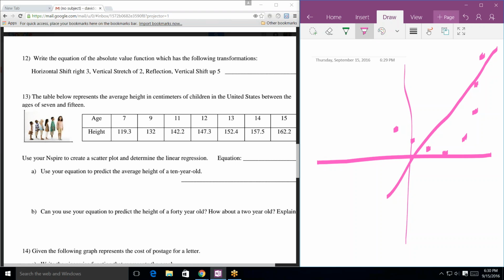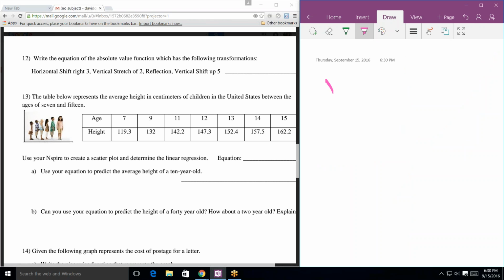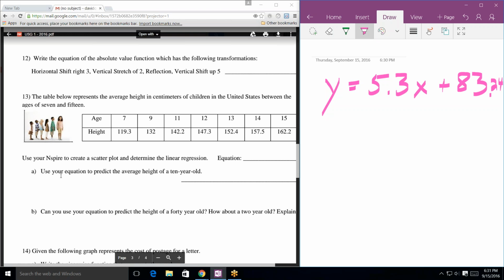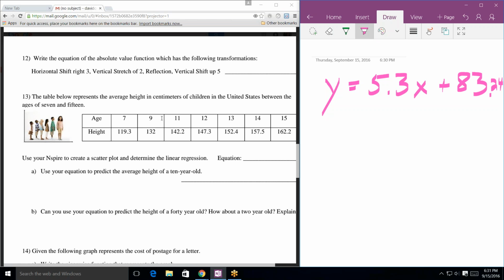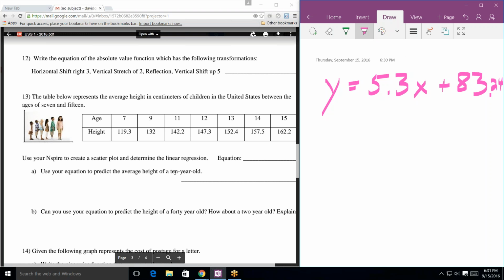Now, the rest of the problem. What was the equation we came up with? Y equals 5.3x plus 83, something like that? Yeah, 83.24. All right. Now, for question A, use your equation to predict the average height of a 10-year-old. Well, notice that they don't have 10-year-olds on there. So how would you do that?